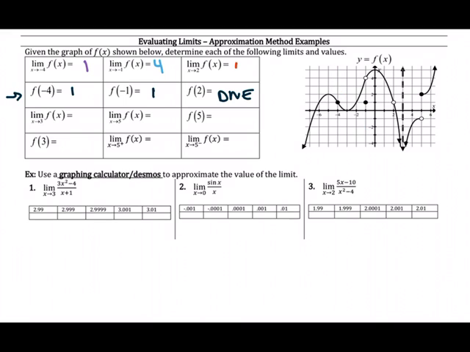In the next row, the limit as x approaches 3. So looking at my graph, as x approaches 3, which is right here, we have a vertical asymptote.